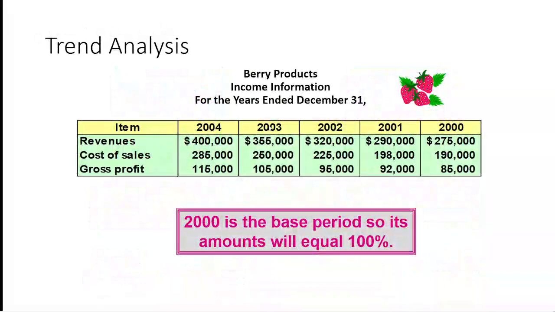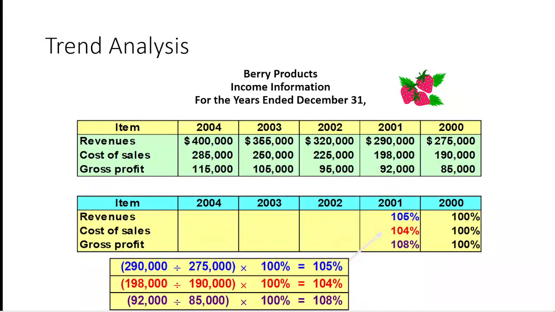Now, how do we do that? Here is the example. We have revenues, cost of sales, and gross profit for the last 5 years: 2004, 3, 2, 1, and 0. How do we calculate? The formula: let's say 2000 is the base year. So 290,000 divided by 275,000 minus 1, and then we calculate the percentage, so we will know how much it increased. It increased by 290 minus 275, 15,000 over 275. How much percent is it, right? That's how we calculate the trend analysis. In this calculation, the trend analysis is 105%.